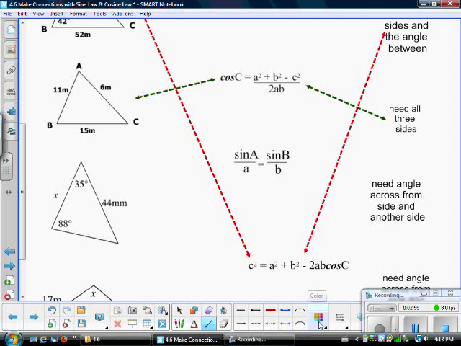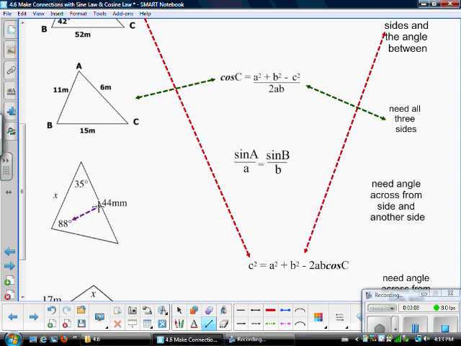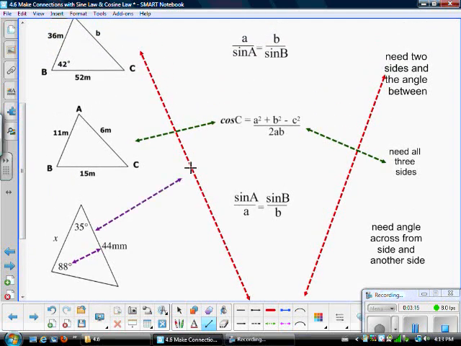And again, let's change colors. We'll do purple now. Okay, so this time I have 2 angles, so I really have 3. I do know the angle and side directly across, so it is sine law, and I could use either form of it, but it might be easier to use the top one. So I need an angle across from a side and another side. Well, I don't have another side here, but it still would work.